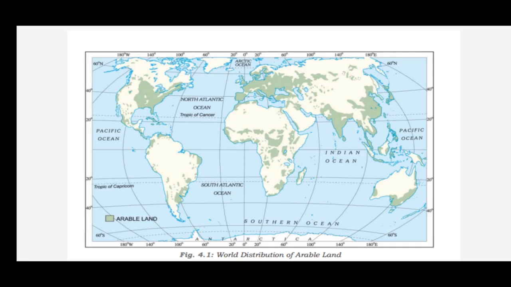It means we are able to cultivate the desert soil, plains, plateaus, all kinds of soils, and we are cultivating. As I told you, two-thirds of India's population depends on agriculture. So this is one of the important factors for cultivating in India.